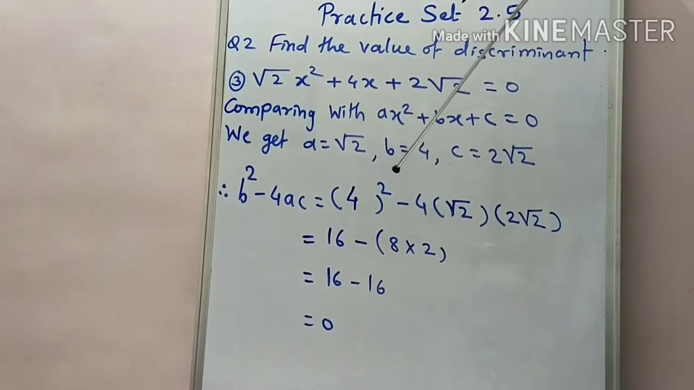So here as we substitute those values, square of 4 as the value of b, minus 4 into a, which is root 2, into what? 2 root 2. Square of 4 is 16 minus as it is, and now here we take the product of these rational numbers, 4 2s are 8 into again root 2 into root 2 is 2, and hence 8 into 2, 8 2s are again 16. 16 minus 16, answer is 0, means for this quadratic equation the discriminant value is 0.